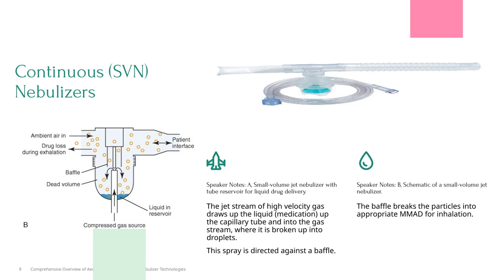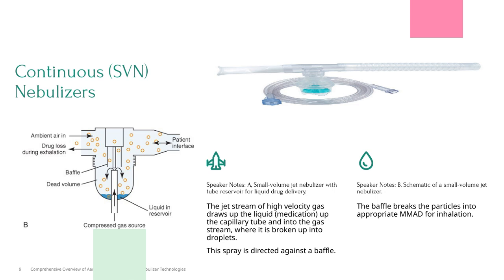As you can see here, the baffle plays a crucial role in the device. It breaks the particles into the appropriate MMAD, or mass median aerodynamic diameter, which is essential for effective inhalation and deposition in the lungs. Now, moving on to the actual device itself. This small-volume jet nebulizer features a tube reservoir designed for liquid drug delivery. The way it works is quite interesting. A high-velocity jet stream of gas draws up the liquid medication through a tiny capillary tube. Once the liquid reaches the gas stream, it's broken up into tiny droplets, creating a spray.